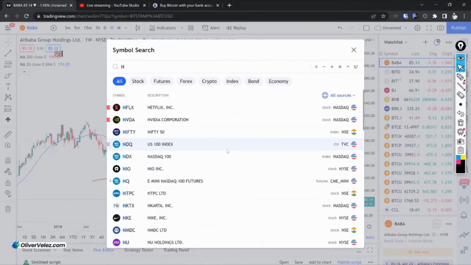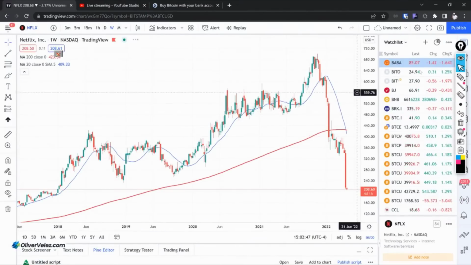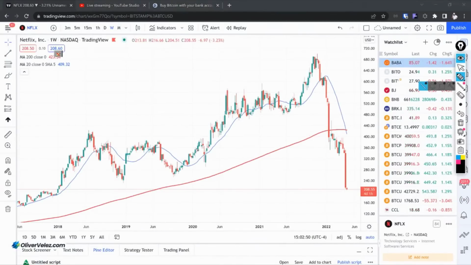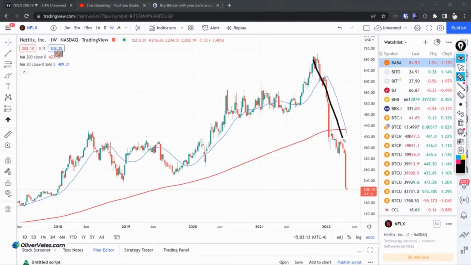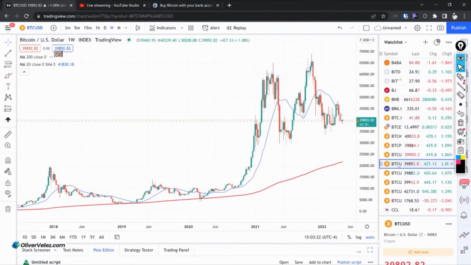What's Netflix? Yeah, NFLX, right? Pre-COVID. Billions upon billions of dollars out. So this has happened already to many, many things. And what's amazing is that when you look at these things like this, and then you look at BTC, you see pre-COVID here.